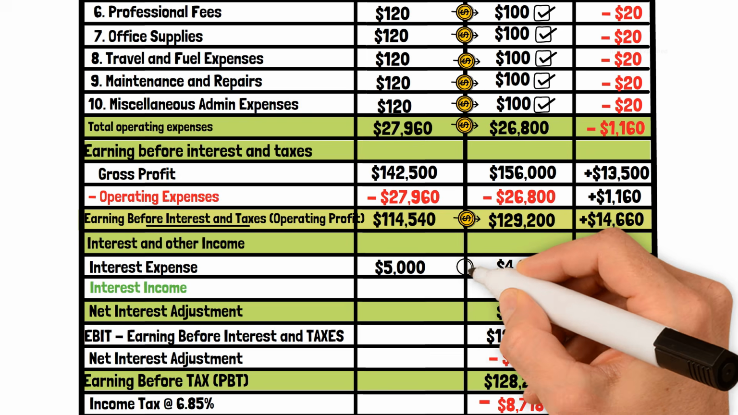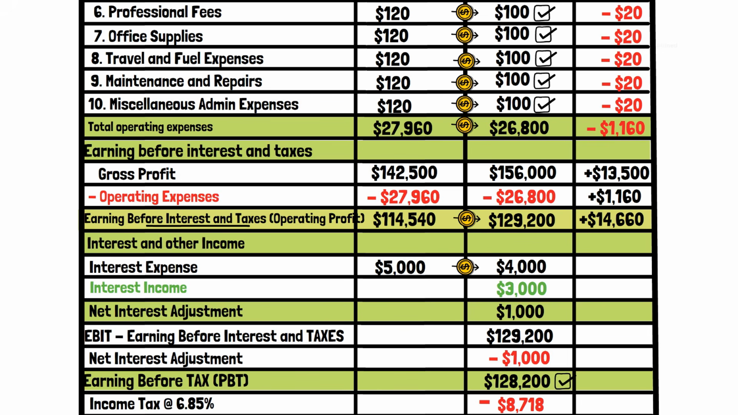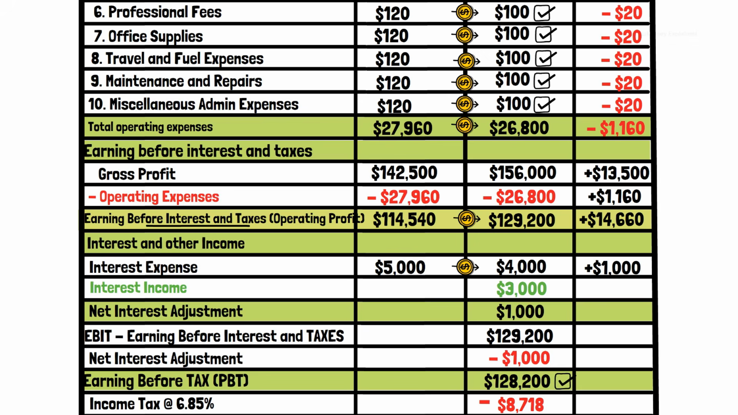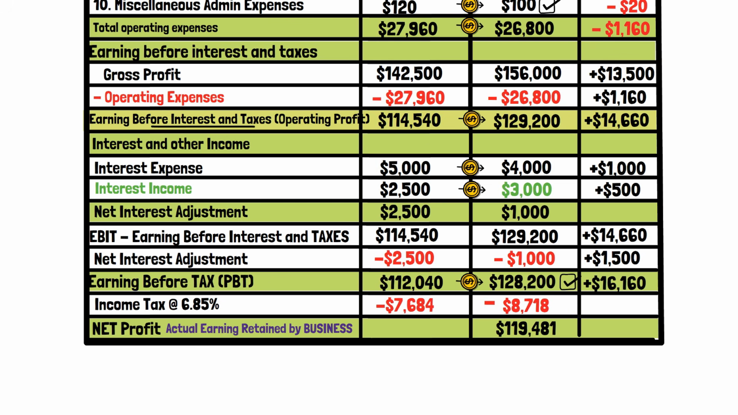Interest expense declined from $5,000 to $4,000, meaning the business reduced debt or improved financing terms. Interest income increased from $2,500 to $3,000, further supporting profitability. As a result, earnings before tax increased from $112,040 in 2024 to $128,200 in 2025. Taxes remained at the same effective rate of 6.85% in both years, which means the tax structure did not change and profit growth was purely operational.